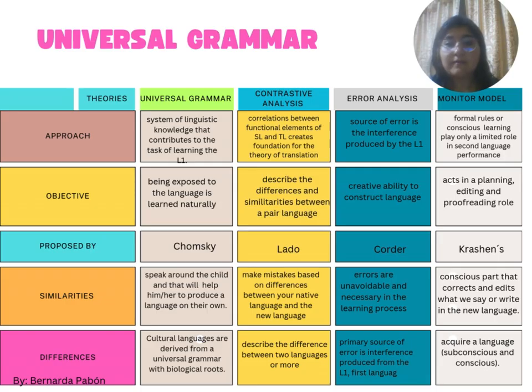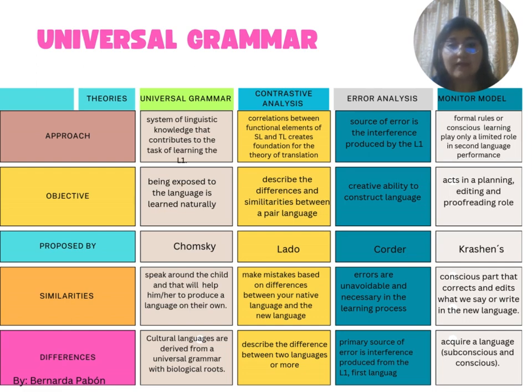Hello, teacher. My name is Bernarda Pavon, and today I'm going to talk about universal grammar. In universal grammar, Chomsky says that all children are born with the innate ability to learn any human language. They have a rich system of linguistic knowledge. The child, being exposed to language, learns on his own.